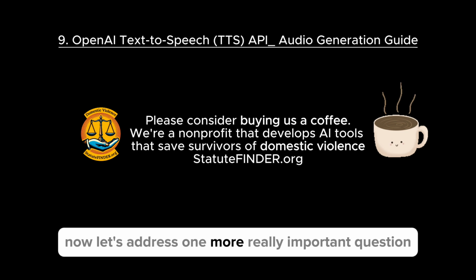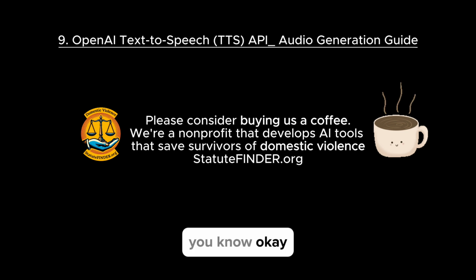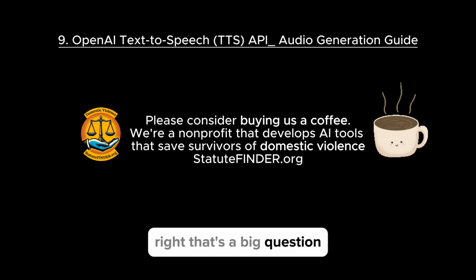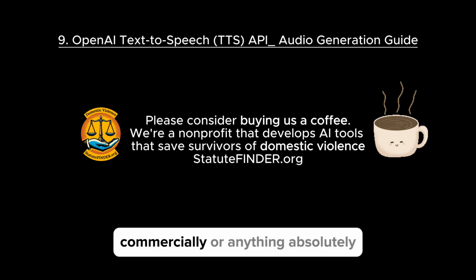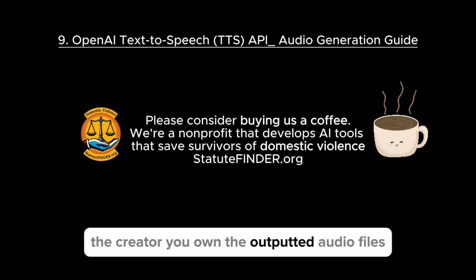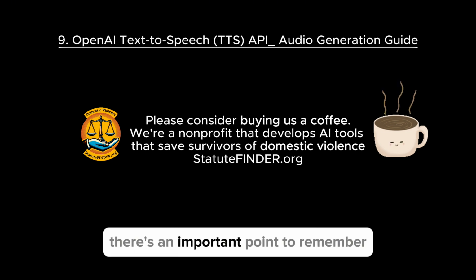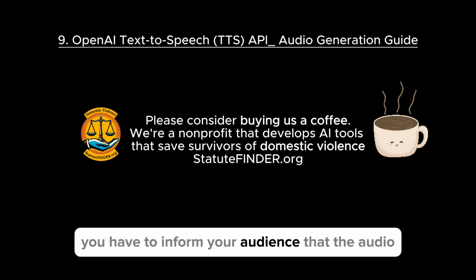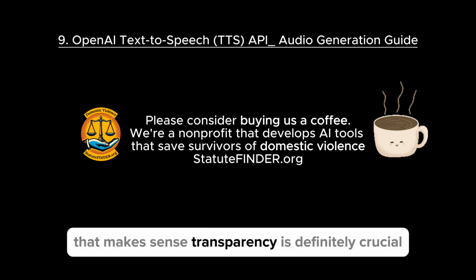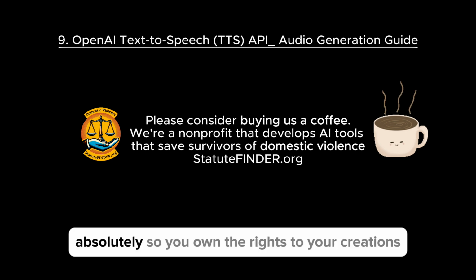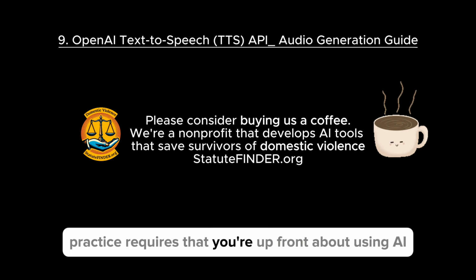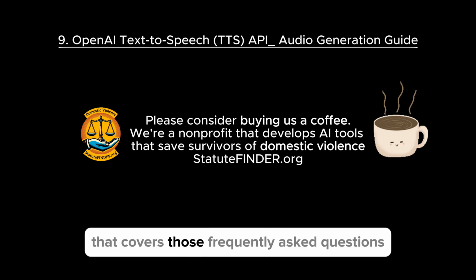Now, let's address one more really important question, and this is about ownership. Okay. Who owns the audio files that are generated using OpenAI's API? Right, that's a big question, especially if you're planning to use these commercially. Absolutely. And the good news is that you, the creator, own the outputted audio files. Okay. However, there's an important point to remember. You have to inform your audience that the audio they're hearing is AI generated, not a real human voice. Okay, yeah, that makes sense. Transparency is definitely crucial when it comes to using AI. Absolutely. So you own the rights to your creations, but ethical AI practice requires that you're upfront about using AI. For sure. Okay, that covers those frequently asked questions.